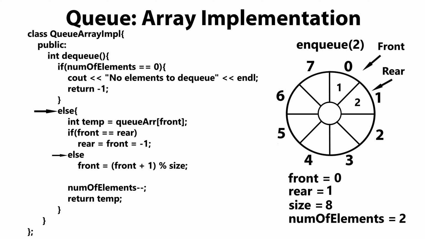Otherwise, we come down here and we generate the new front index. And since we successfully removed from the front of our queue, we decrement the number of elements. And then we return whatever was in front of our queue.